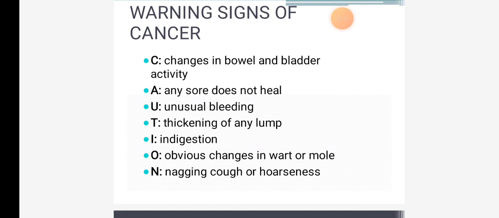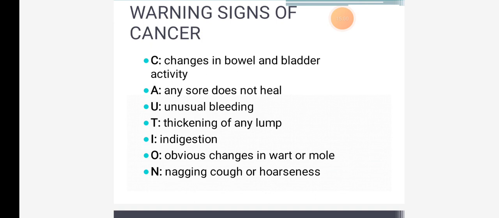A for any sore that does not heal. If we are having any sore in our body, and after treatment also it does not heal, then it can be cancerous. U, that will be for unusual bleeding from any body cavity or body orifices, like rectal bleeding, oral bleeding, either GI bleeding or bleeding from the nose. If there is any unusual bleeding, that can be a sign for cancer. T, including thickening of any lump. If we are having any lump in our body which continuously thickens and increases in size, that can be a sign for cancer.